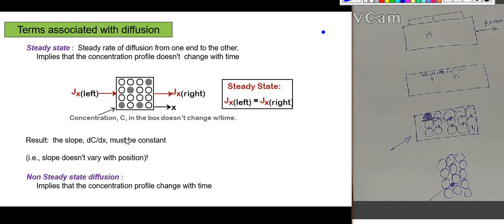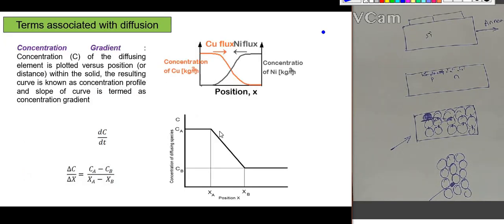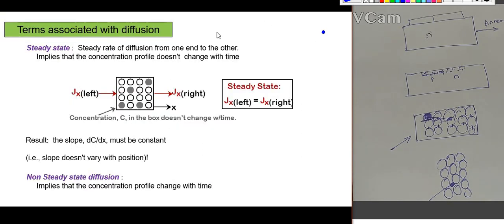And diffusion may occur in steady state or unsteady state. In the case of steady state diffusion, from one end to the other, the concentration profile does not change with respect to time. There will be a perfect concentration profile, so the concentration profile will not change with respect to time. So that is steady state diffusion.